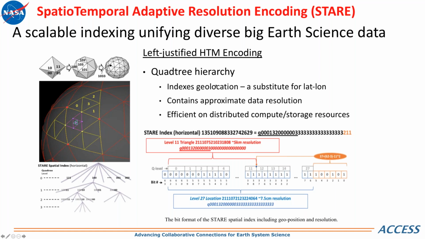So we have a quad tree hierarchy, and then what happens is that we have a particular way of dividing up and numbering the triangles as we go through the different levels of the recursion. And then the encoding actually keeps track of which triangles at each level we go through in order to get to a particular point on the sphere.